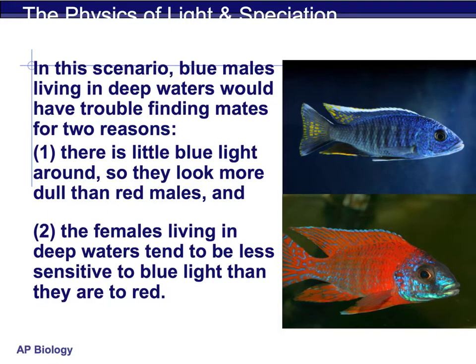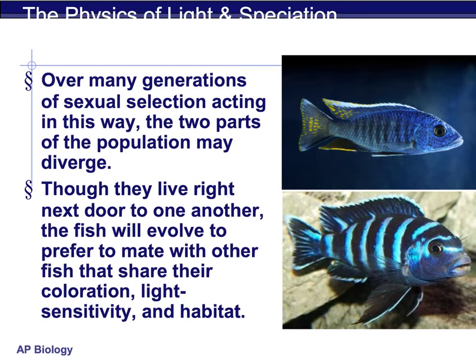And the second issue is that the females who live in deeper waters are not as sensitized to blue light, so they're going to go for the red fish more often anyway. So over a lot of time, the influence of this sexual selection, but also this predisposition that our fish have to certain kinds of light, are going to act on the entire population of fish. And you're going to see two parts of the population diverge.